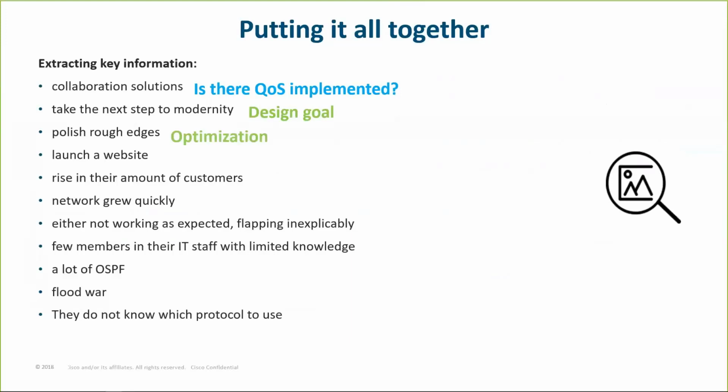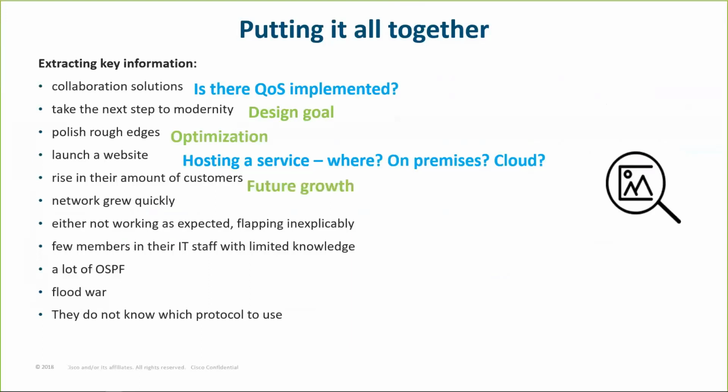When we read about polishing the rough edges, we see that it's about optimization. They want to make it better. Launching a website would mean hosting a new service. Where is this service going to be hosted? On-premises, on the cloud, in a DC? Where are you going to put the service? We got the information that the network grew quickly, which means organic growth. A rise in the number of customers is what they are expecting, which means there is future growth. There is scalability needed in our solution. What are we going to prepare for them, right?